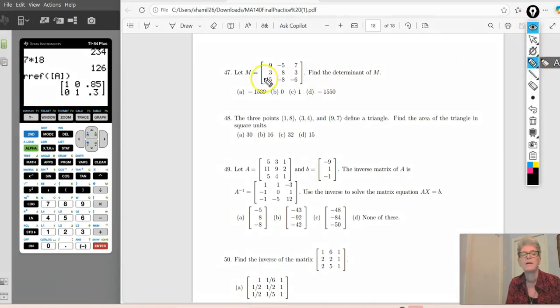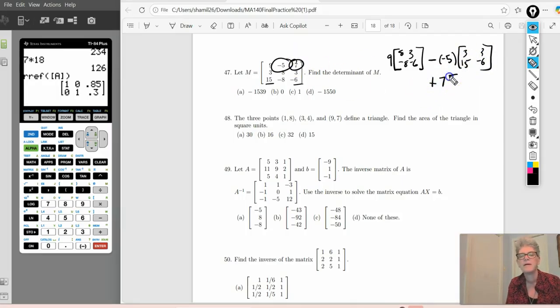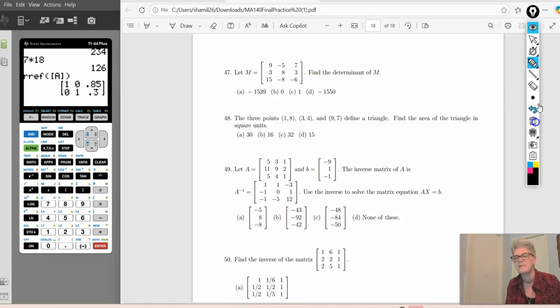So the formula is going to be 9 times the determinant of that matrix, then minus negative 5 times the determinant of that matrix, then plus 7 times the determinant of that matrix. And then you work out the determinant. No, this is the 21st century. We're going to use our calculator.